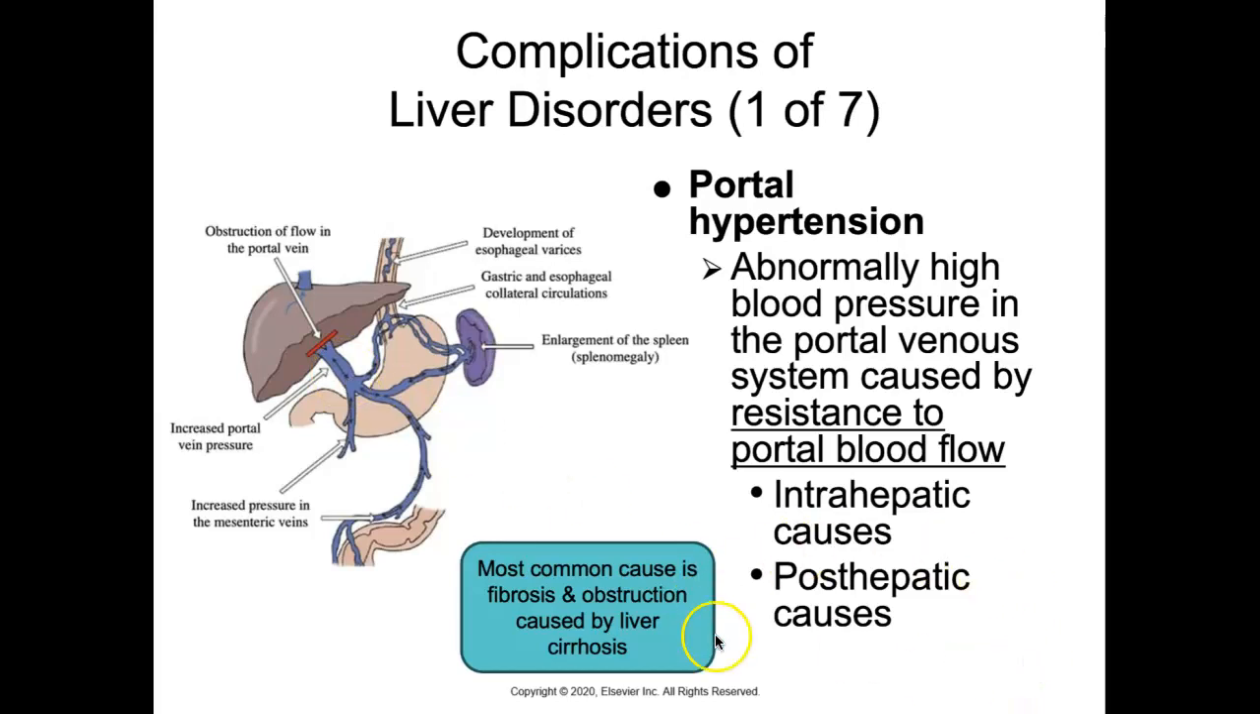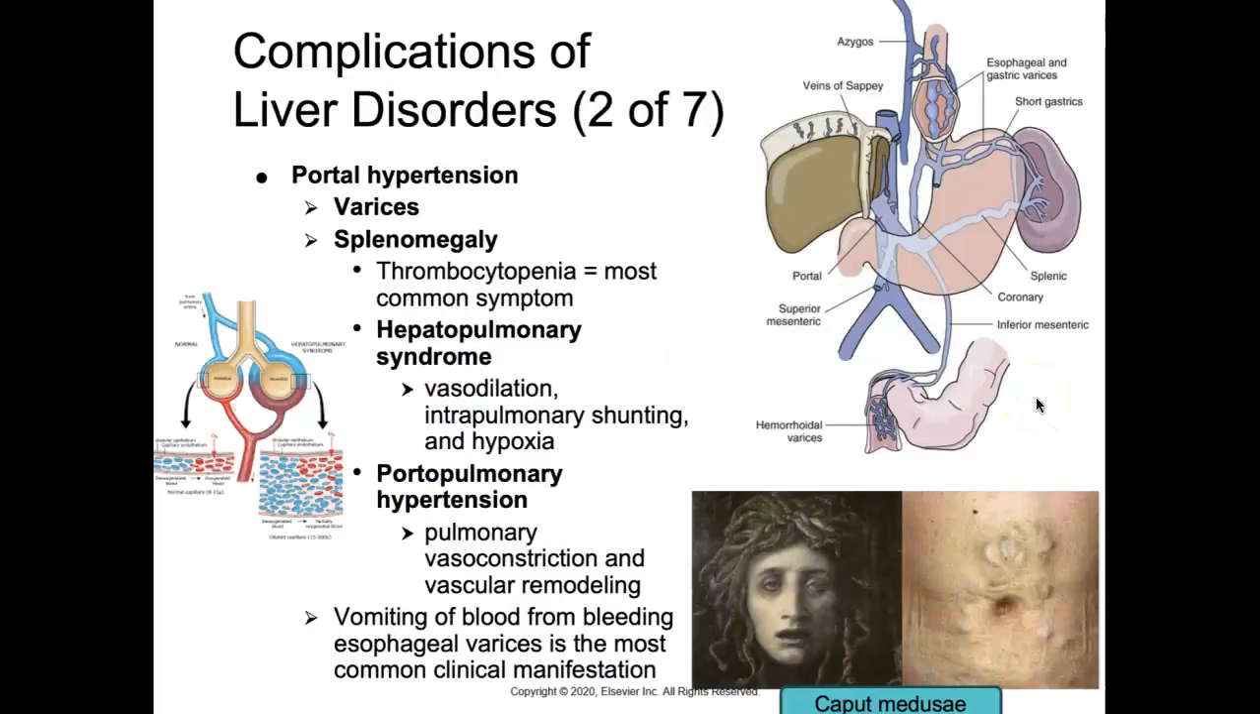When we say it's posthepatic causes, it could take place from hepatic vein thrombosis or cardiac disorders that impair the pumping ability of the right side of the heart. And so what happens is blood will collect and pressure will increase within the portal system. And when we have that portal hypertension for a long-term period, it can cause pathophysiologic problems that are difficult to treat and can be fatal.